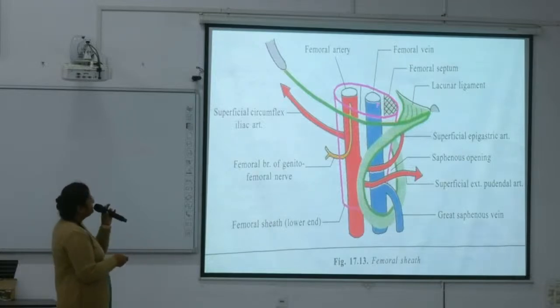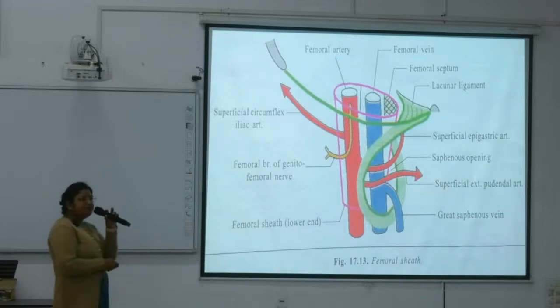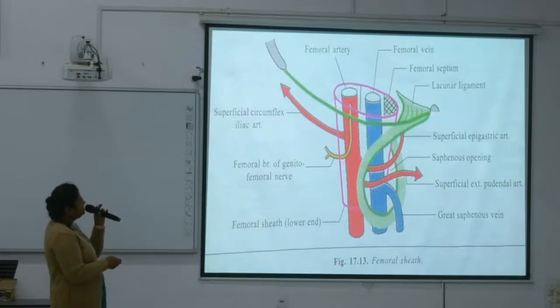Okay, femoral septum, and this is the reflection of deep fossa forming the saphenous opening, through which the great saphenous vein is going to drain into the femoral vein, and the superficial branches of the arteries coming out, superficial epigastric and superficial external pudendal.